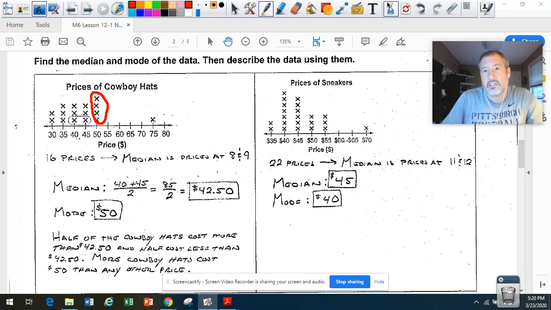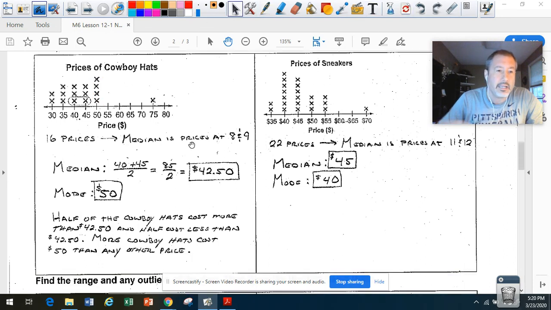So what do they want us to say here? Let's take a look if we were to describe this information here. It says half of the cowboy hats cost more than $42.50 because we're right in the middle there. And half costs less than $42.50. So we know half is on one side, half is on the other side. More cowboy hats cost $50 than any other price. So that's pretty easy right there.